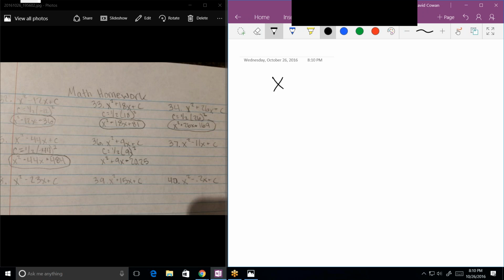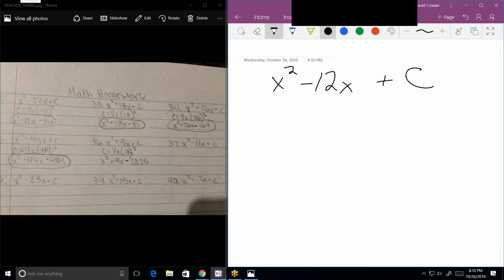Let's see if we can figure out what they want us to do with this. Like what I did, to find C, I just did half of the B term, and then put them in parentheses and then squared. Oh, that's what they want you to do. Yeah. Okay, now I get it.